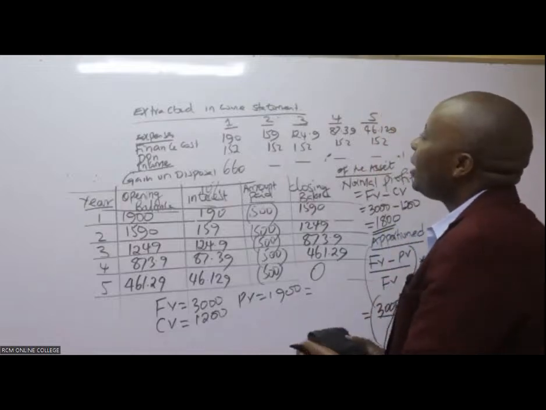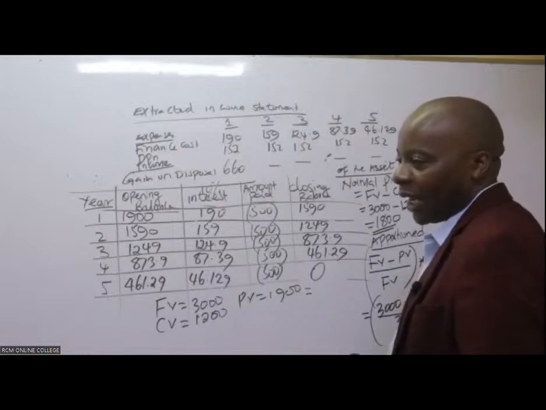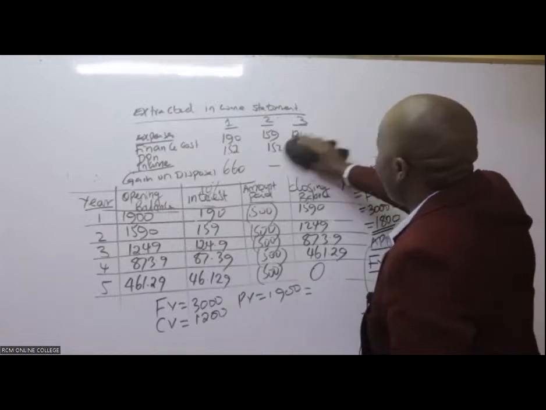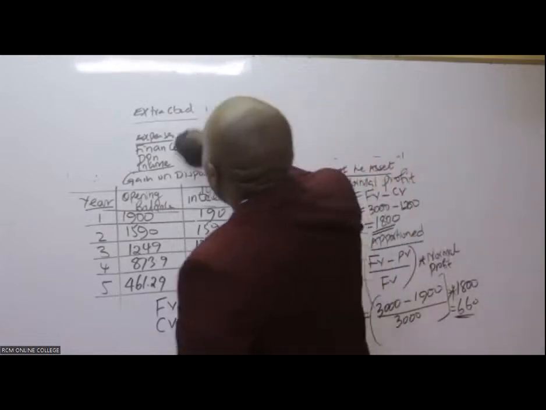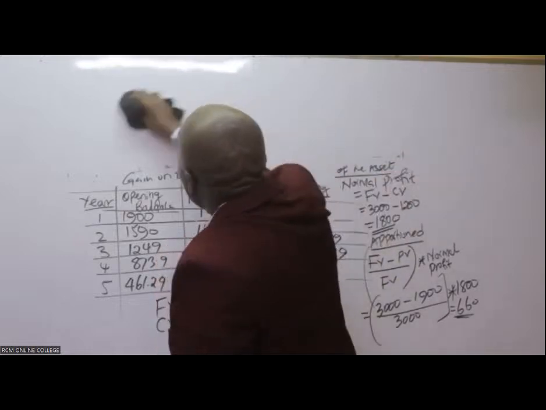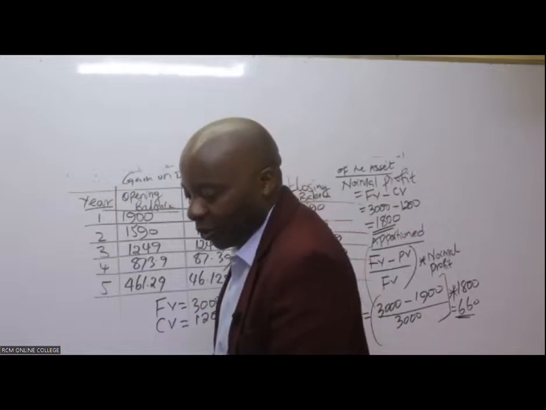So let's look at this from the eyes of the landlord, or the lessor. The lessor, remember, does not own this asset. Now he has given out the asset, so he cannot depreciate it.